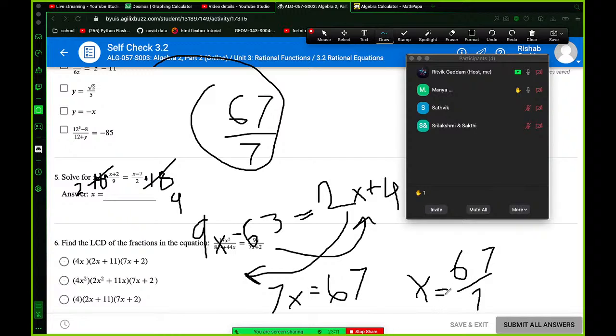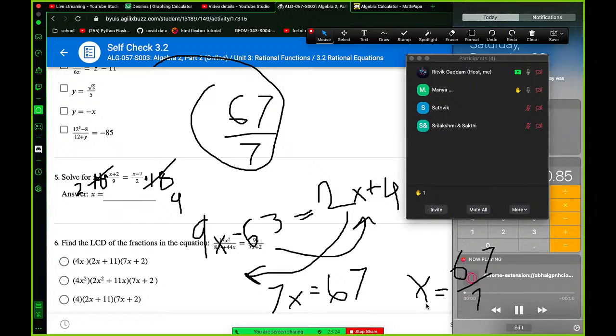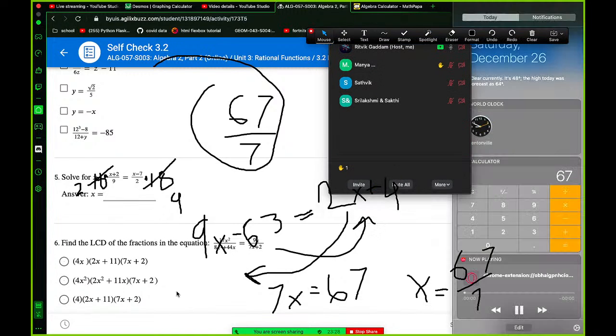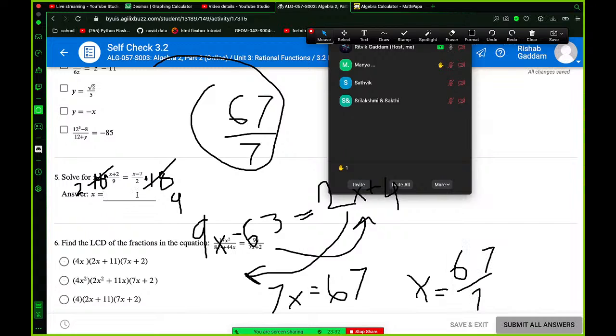Okay. And were you saying something? Why don't you turn the fraction into a decimal? No, I'll just do it. So that's 67 divided by 7, or it's 9.57. Let's just see if we can put it in a fraction. Okay, no, we can't put it in a fraction. That's 9.57. Perfect.